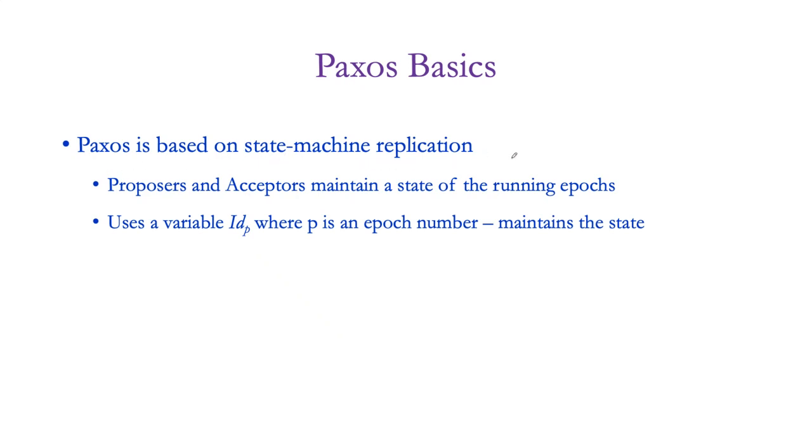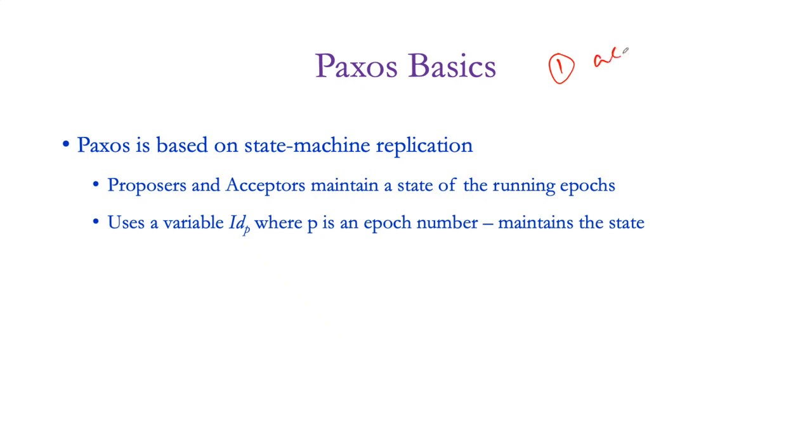replication. In state machine replication, the state machine is associated with every user in the network, so that it acts as your smart contract. The proposers and the acceptors maintain the state of the running approach. As we saw, in Paxos there are three types of nodes.